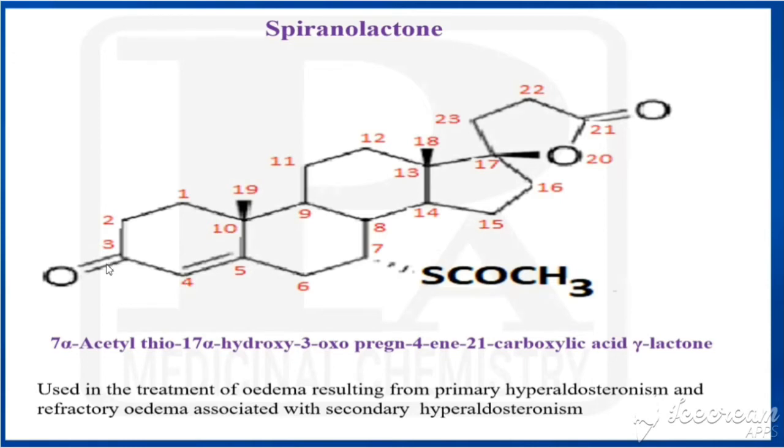In the third position it has a ketone, and here we have a lactone, with a ketone at the 21st position. In the 7th position it has acetylthio. COCH3 is called acetyl and S is thio. This is attached to the 7th carbon in the alpha configuration, that is, by means of a dotted line. That's why it is called 7 alpha, because of the dotted line. So 7 alpha acetylthio, and here this would be 17.